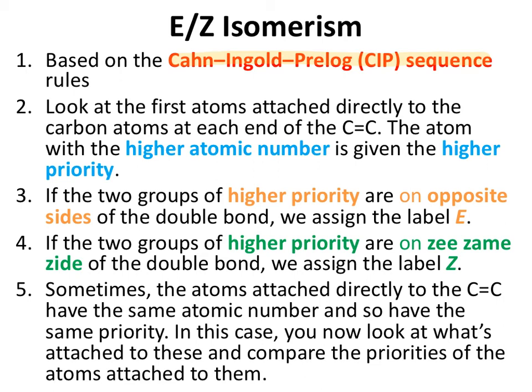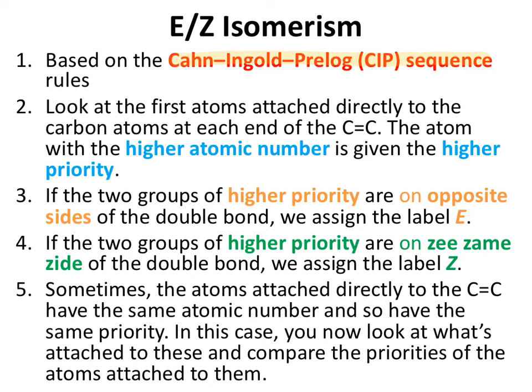And if the groups with higher priority are on opposite sides, like the trans, like the across, then we're going to give it the label E. And if the groups of high priority are on the same side, and that is a way of trying to remember which is E and which is Z, so if they are on the same side, that's a bit like cis, then we assign the label Z.